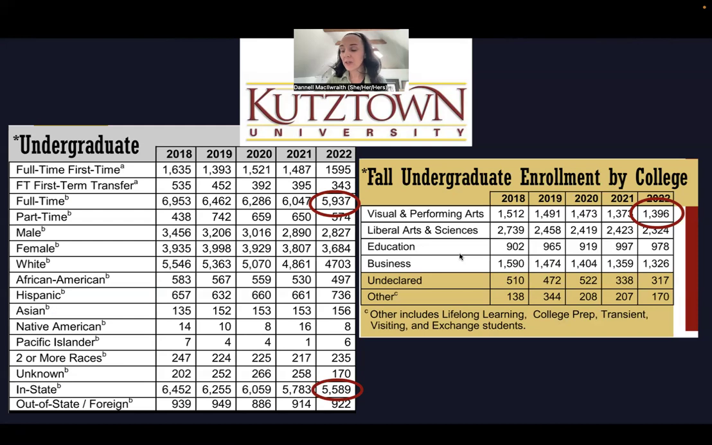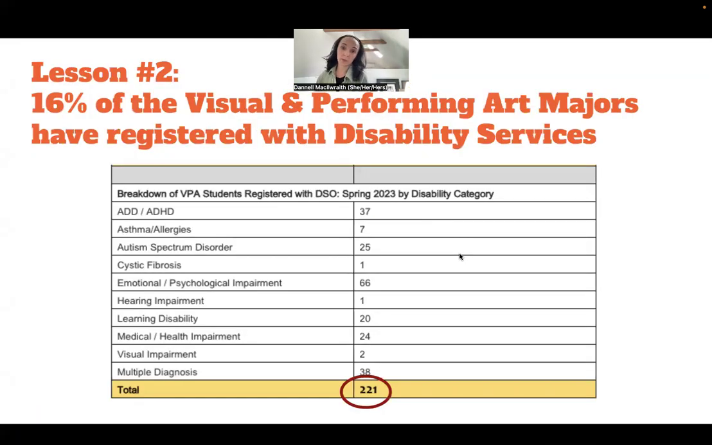We are teaching at Kutztown University. We are in between New York and Philadelphia in a very rural area. We have about 6,000 full-time students and 1,400 in the visual and performing arts. So lesson 2 that I learned is I asked Disability Services to give me some stats. What is the breakdown of disabilities in the visual and performing arts? And lesson 2 was that 16% of visual and performing arts majors are registered with Disability Services. That was a really large number, I thought, that I was not aware of.